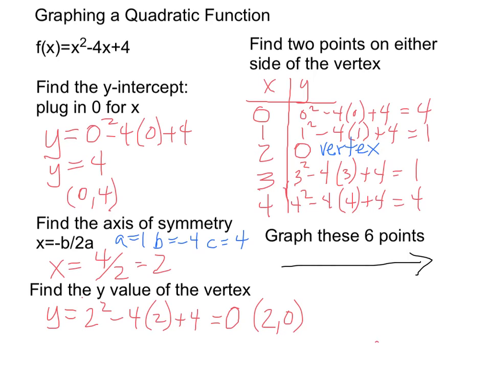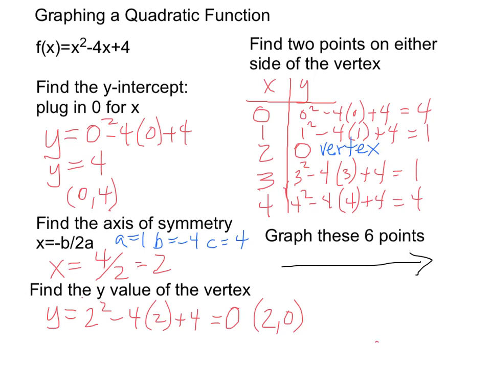Next thing I want to do is find my axis of symmetry. That's the equation of the line that runs right through the middle of it. The equation of that line is always x equals the opposite of b divided by 2a. And for this problem, a is 1, b is negative 4, and c is 4. So x would equal 4 over 2, or 2. So on the next page, you'll see I've got a vertical line drawn through 2 on the x-axis.